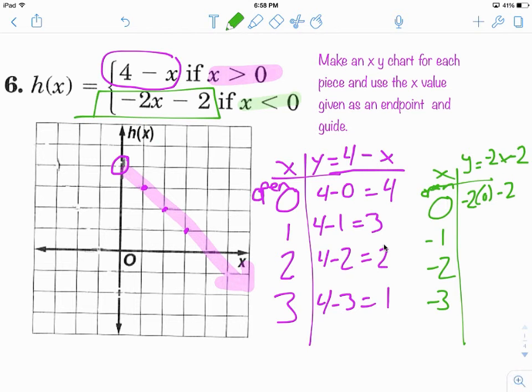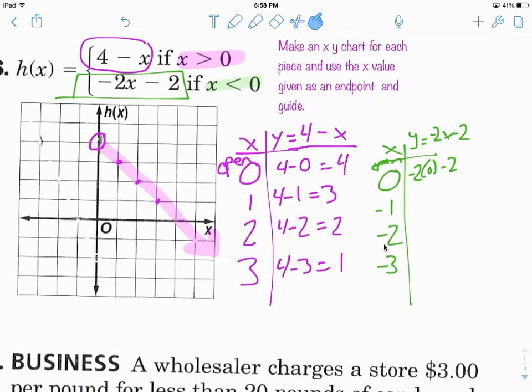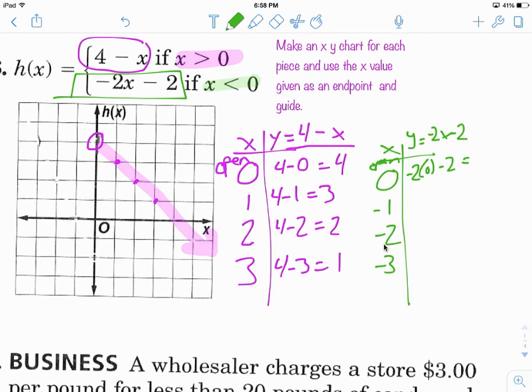and evaluate that. So I get 0 minus 2, which is a negative 2. I'm going to have a negative 2 times negative 1, positive 2. Positive 2 minus 2 is a 0. Negative 2 times negative 2 is a 4. 4 minus 2 is another 2. And negative 2 times a negative 3 is a 6. And 6 minus 2 is 4.